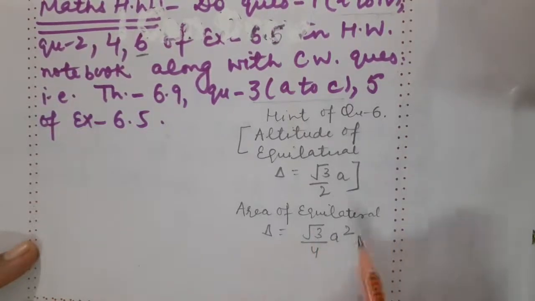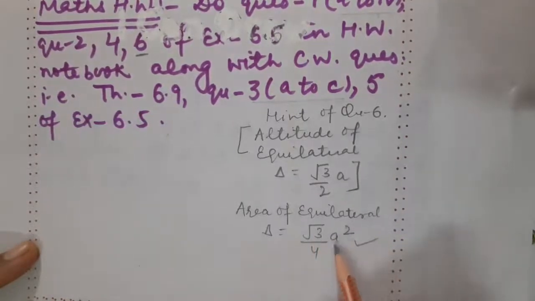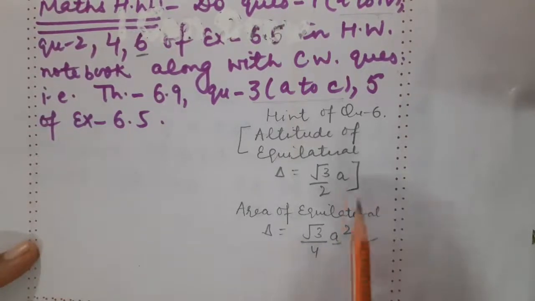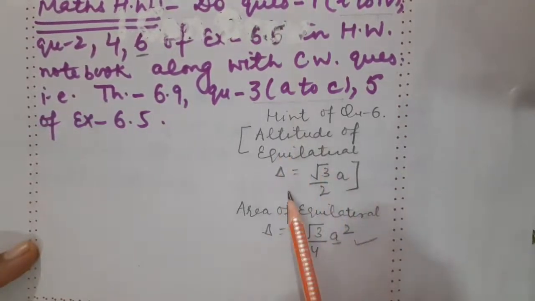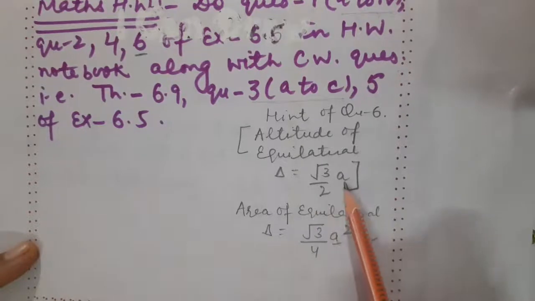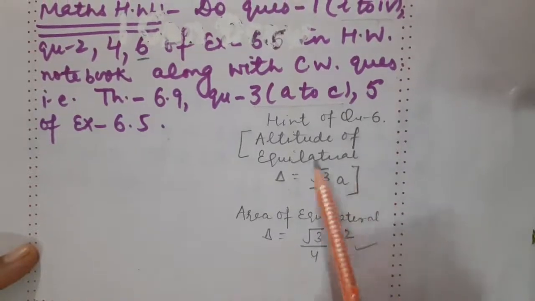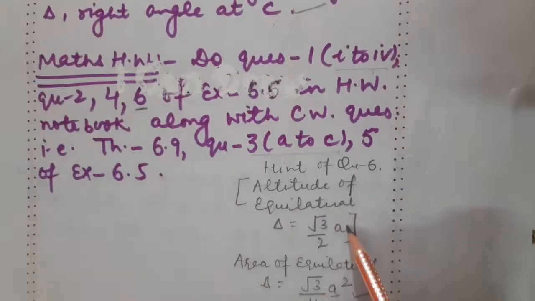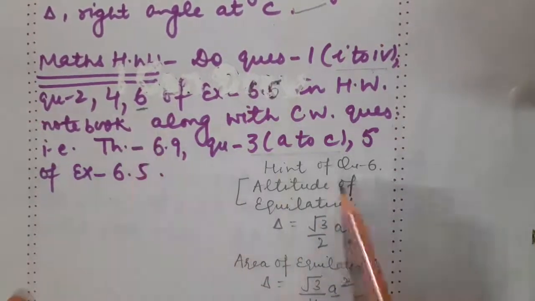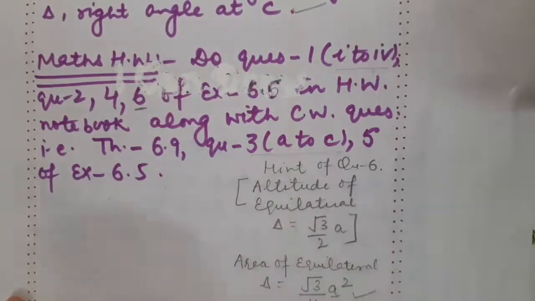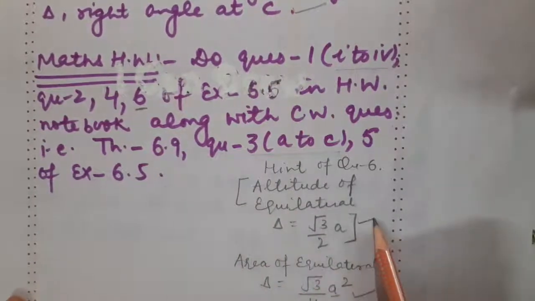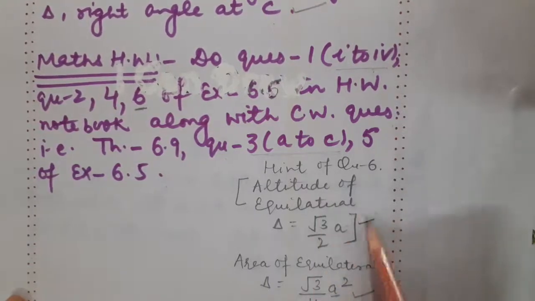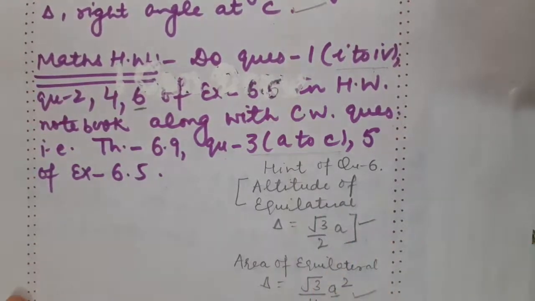Area of an equilateral triangle is equal to root 3 by 4 a square. This is side square actually. Okay. And altitude of an equilateral triangle is equal to root 3 by 2 into side. So you can directly apply the formula to calculate the altitude of an equilateral triangle in question number 6. There is no need to apply the concept of similarity because the question will hardly come for 1 mark. Okay, so you can directly apply the formula and get the result.